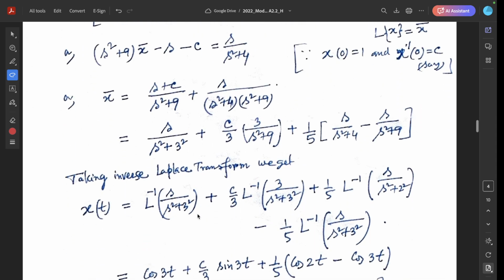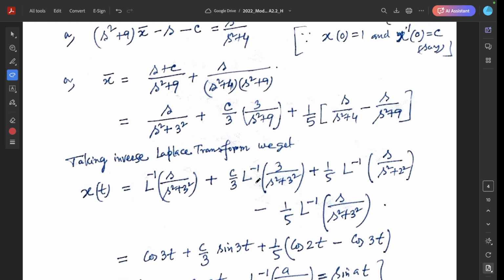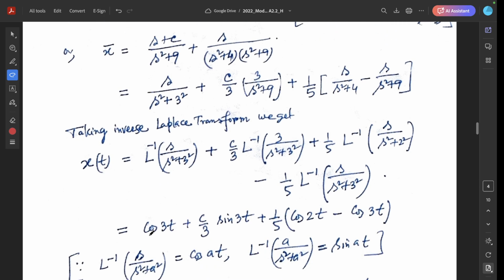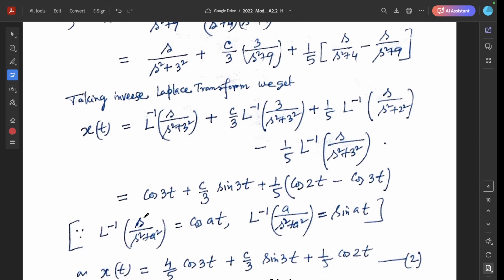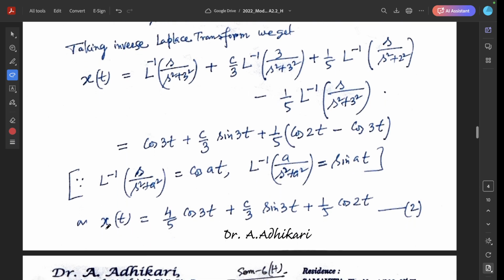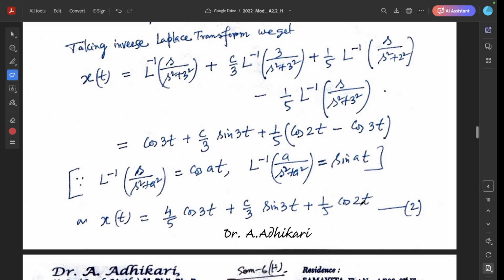Taking the inverse Laplace transform, we get x(t) equal to L inverse of s by s square plus 3 square, plus c by 3 L inverse 3 by s square plus 3 square, plus 1 by 5 L inverse s by s square plus 2 square minus 1 by 5 L inverse s by s square plus 3 square. So it is equal to cos 3t plus c by 3 sin 3t plus 1 by 5 bracket cos 2t minus cos 3t, because L inverse s by s square plus a square equal to cos at and L inverse a by s square plus a square equal to sin at. Hence the result is x(t) equal to 4 by 5 cos 3t plus c by 3 sin 3t plus 1 by 5 cos 2t.